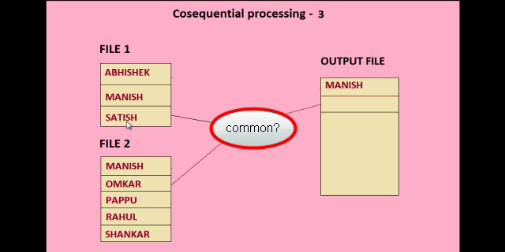The next step will be comparing Satish and Omkar. The lesser one is Satish, so I'll read the next name from the first file, and here the first file ends. That means my tracing is done and there can be no more common names. Manish is the only common name. I have to continue this process until the end of at least one file is encountered. That's all about the logic.